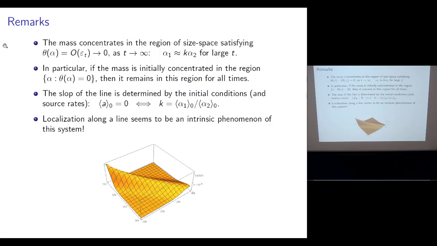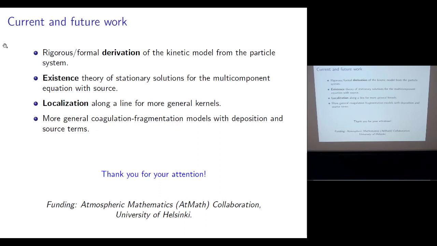Localization seems to be an interesting phenomenon. We would like to explore it now for other kernels, but we are still working on that. So the current work is to try to extend the existence theory for multi-components, and try to do the localization for other kernels. Open problems are the derivation from a particle system, and one could also study more complex systems with fragmentation, deposition, source, that are also used by physicists to model different processes in the atmosphere. Yeah, and this is all. Thank you.